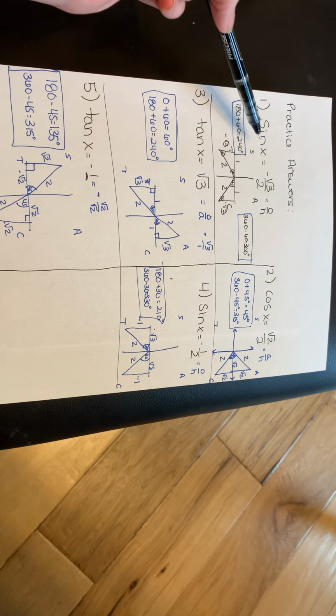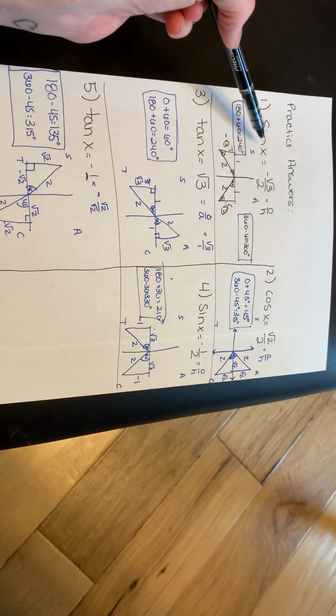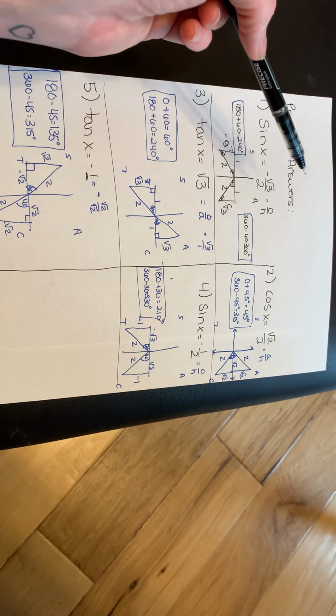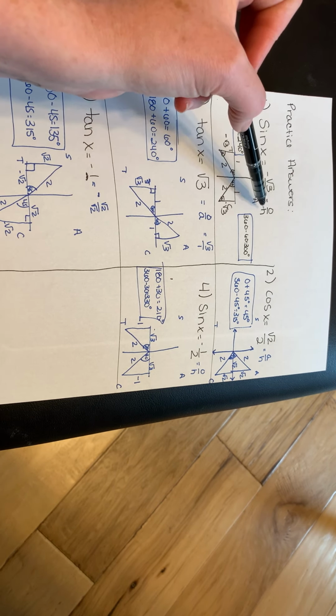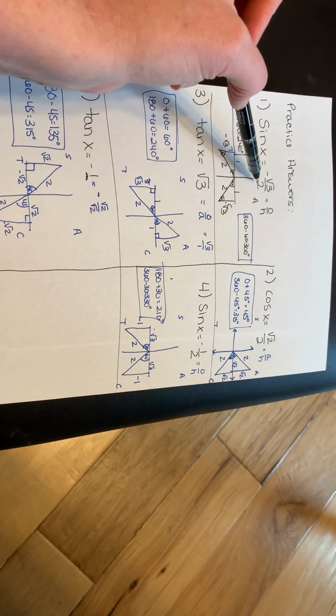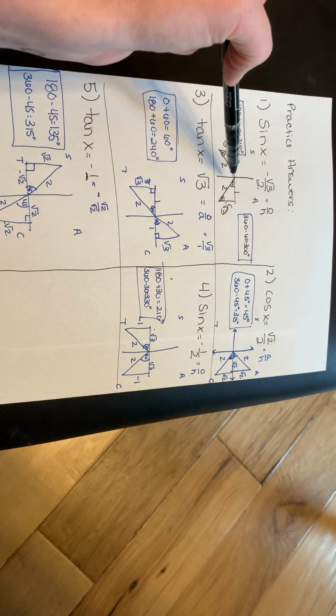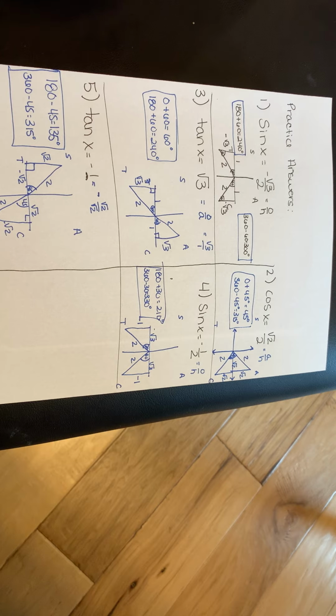We have the sine of x equals negative square root of 3 over 2. We want to find what x is. What degree is x? So using SOH CAH TOA, we discovered that sine was opposite over hypotenuse. So my opposite side had to be the square root of 3, and my hypotenuse is always 2. So I was dealing with a 30, 60, 90 degree triangle.